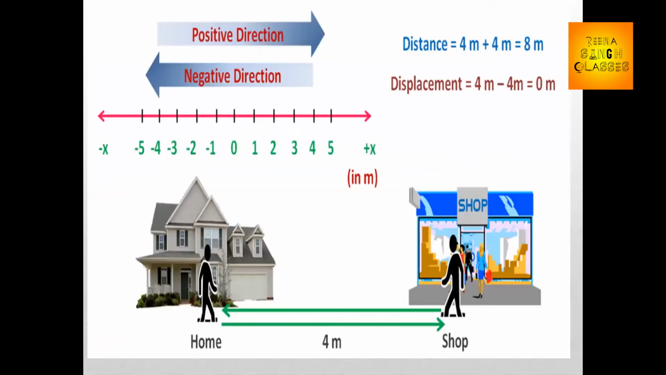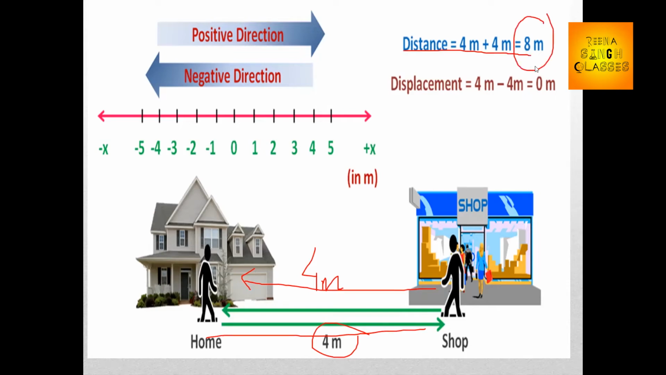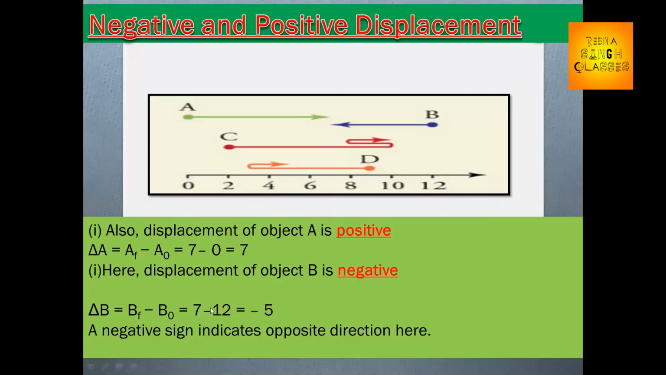Now another example. This man is moving from home to shop and he travels 4 meters, and then again from shop to home, and the path covered is again 4 meters. So in this case, the total path covered is 8 meters, but the displacement is 0 because he returns back to home. Negative and positive displacement. Consider an object A. It travels from 0 to 7.